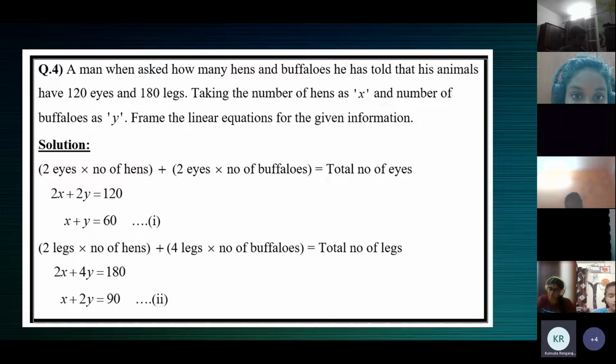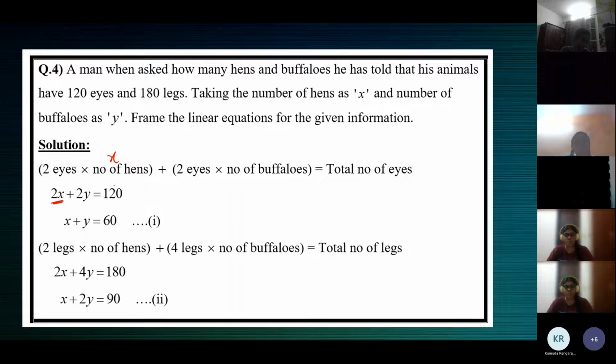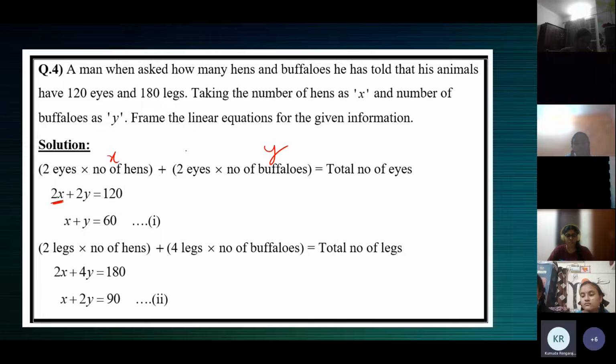So if there are x hens, how many eyes they'll have? So there are 10 hens, 20 eyes. There are 50 hens. That means they'll have 100 eyes. So number of eyes is 2 into number of hens. Supposing there are x hens, then the number of eyes will be 2x. Supposing there are y buffaloes, then the number of eyes will be 2y.